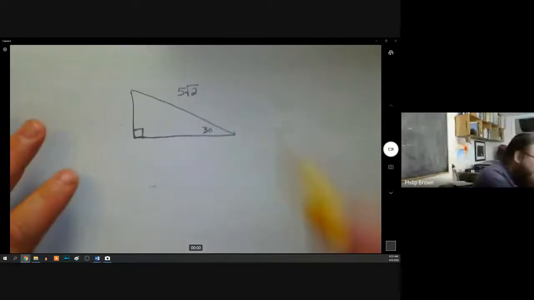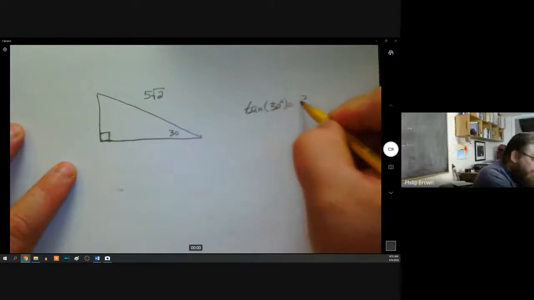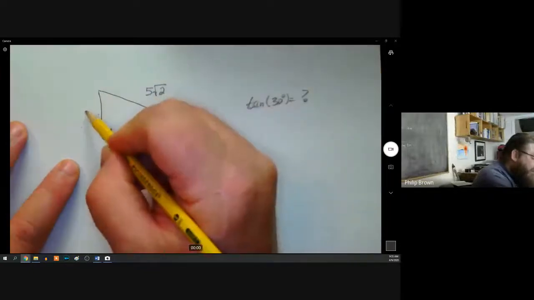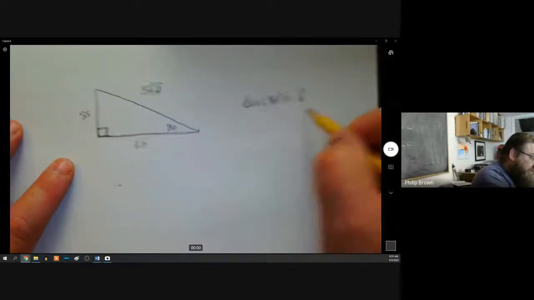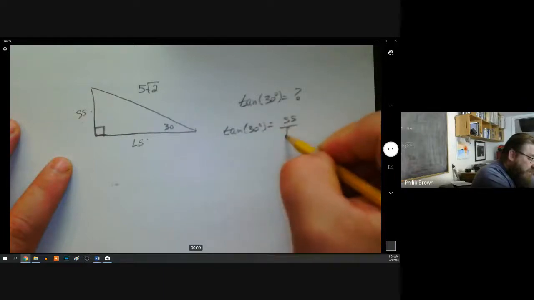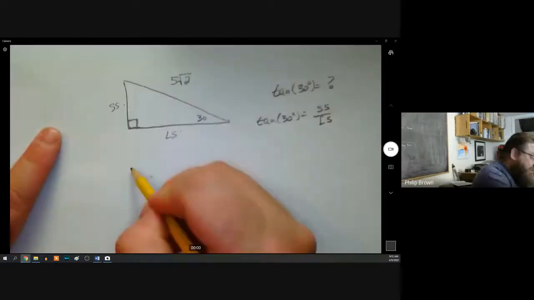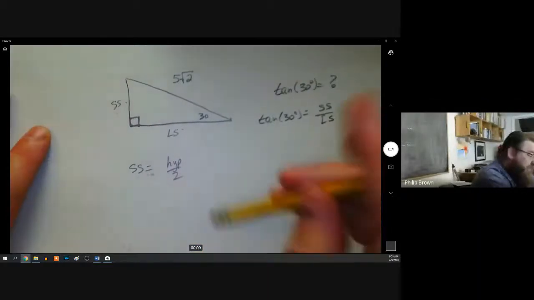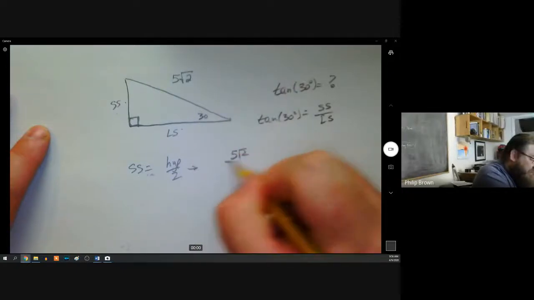Oh, that's harsh. So what we want to do is, let's say we're going to be asked to find the tangent of 30 degrees, right? We know tangent is opposite over adjacent. So whatever this short side is, we have to divide that by the long side. So tangent of 30 is going to be the short side divided by the long side. But we've got to figure out what those are. And here's the thing we know: the short side is equal to the hypotenuse divided by 2. So the hypotenuse is 5 root 2, divided by 2.